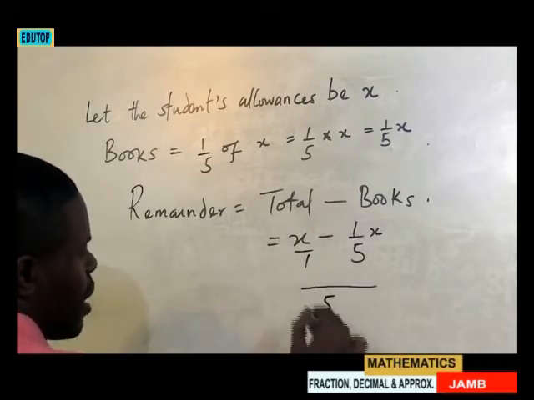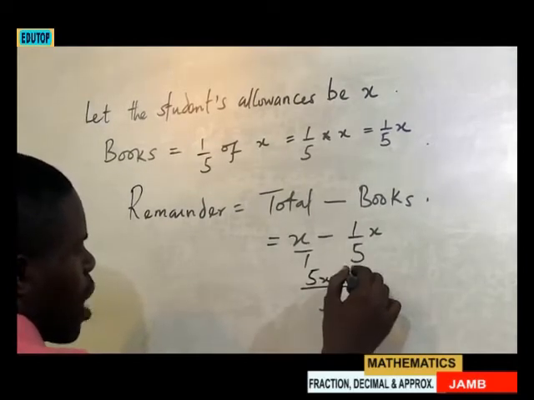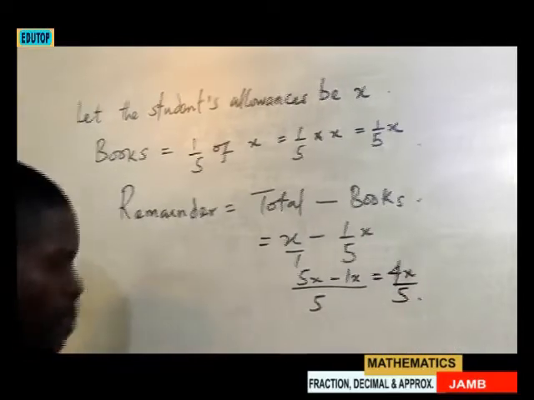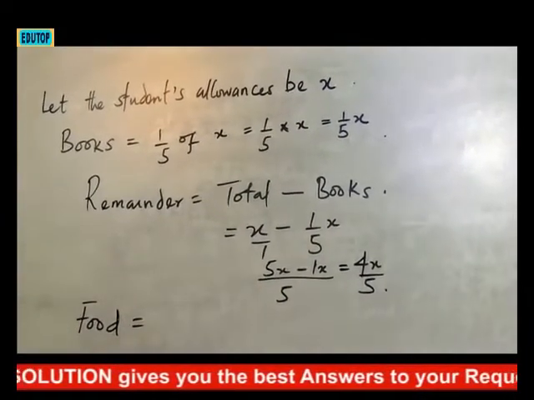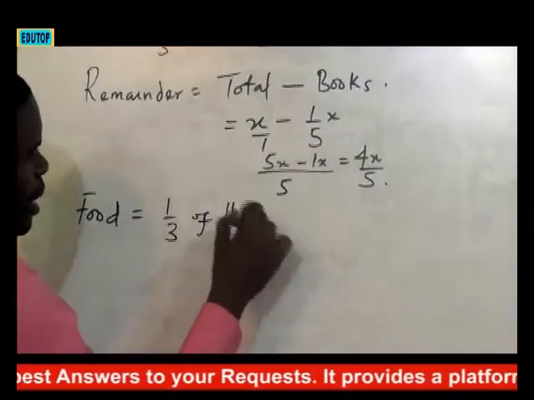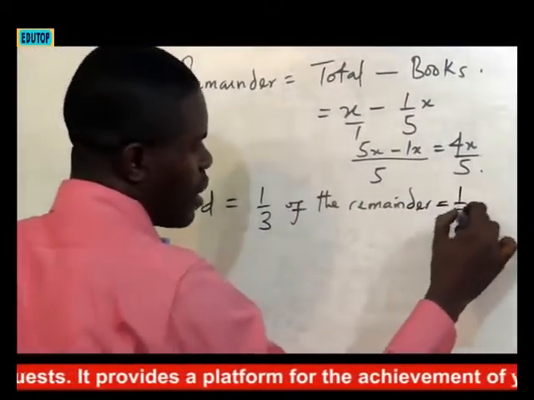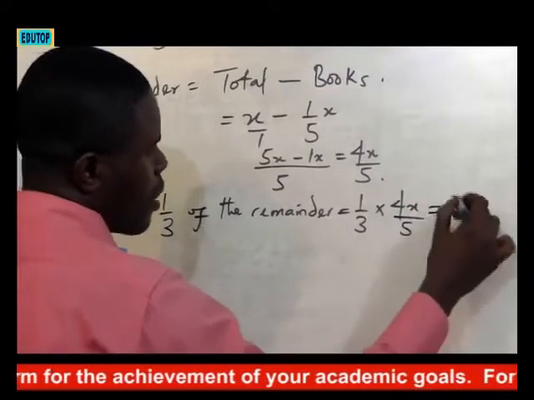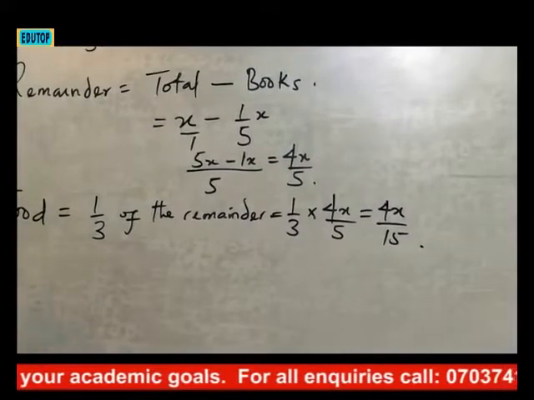We have 5 as the LCM. 1 in 5, 5. 5 times this, 5X, minus 5 in 5, 1, 1 times 1X, 1X. So this one automatically becomes 4X over 5. So this is the remainder. So the one spent on food is 1/3 of the remainder. What is the remainder? The remainder is 4X over 5. So it will be 1/3 times 4X over 5, which is now 4X times 1, 4X, over 3 times 5, 15. So this is the fraction on food.